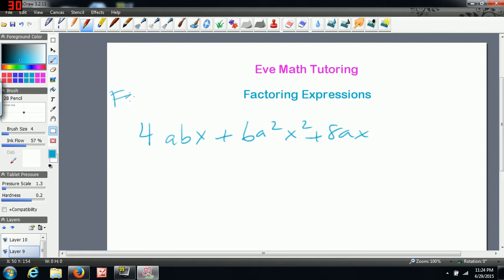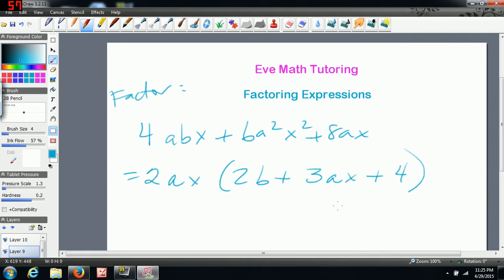So if I want to factor something like this, 2ax would be the biggest thing I could factor out. So I'd be left with 2b plus 3ax plus 4. Okay, so that's how we would factor something like that. Okay, so that's factoring. There's a whole bunch of other examples. Let's try some with fractions.